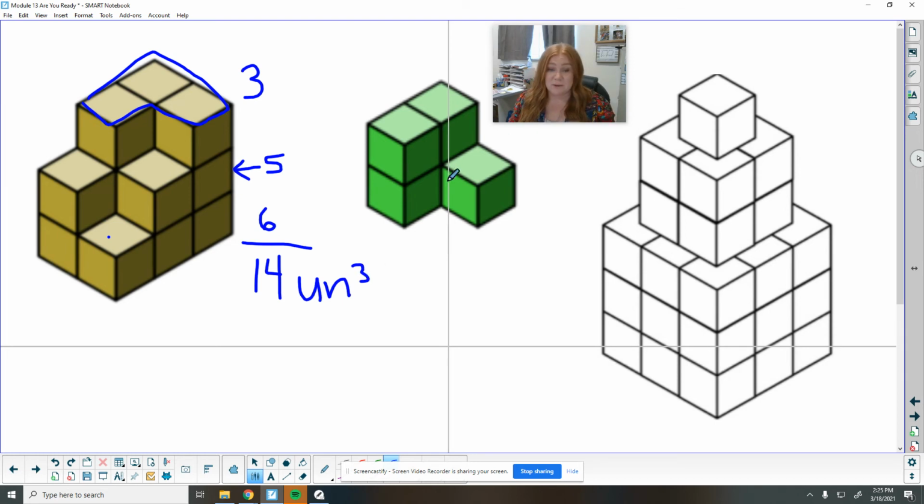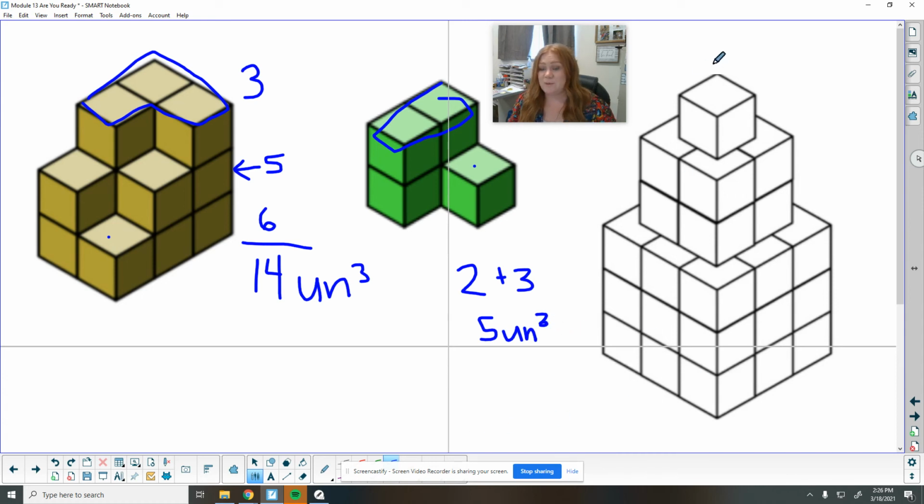Okay, let's try this green one here. So on this top level, we can see 2. So that means on this next level, there's 2 under here, and one more sticking out is 3. So this has a total of 5 units cubed.